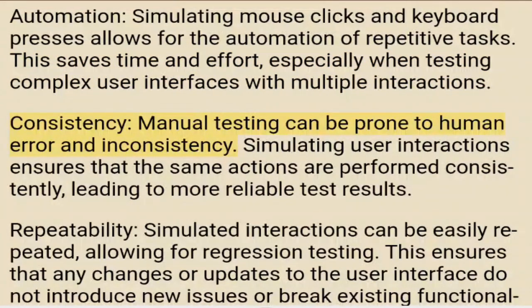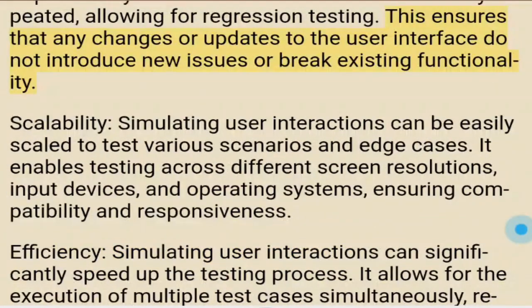Consistency. Manual testing can be prone to human error and inconsistency. Simulating user interactions ensures that the same actions are performed consistently, leading to more reliable test results. Repeatability. Simulated interactions can be easily repeated, allowing for regression testing. This ensures that any changes or updates to the user interface do not introduce new issues or break existing functionality.